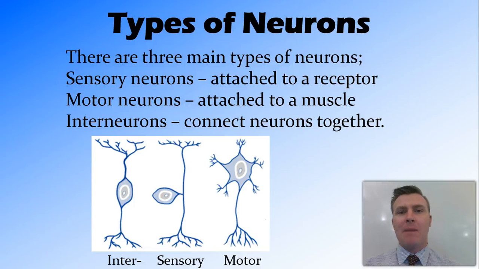We have three main types of neurons. Sensory neurons are neurons that have attached to them at one end a receptor, while motor neurons have attached to them at one end a muscle. Then we have the third type, interneurons, which are basically connecting neurons that connect two other types of neurons together.